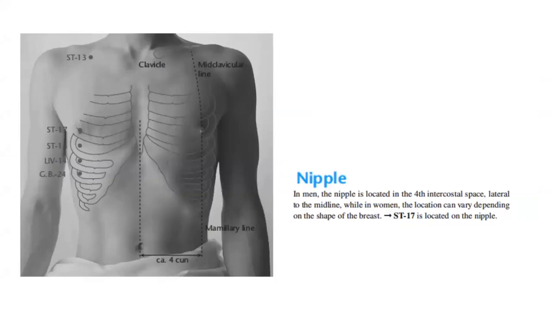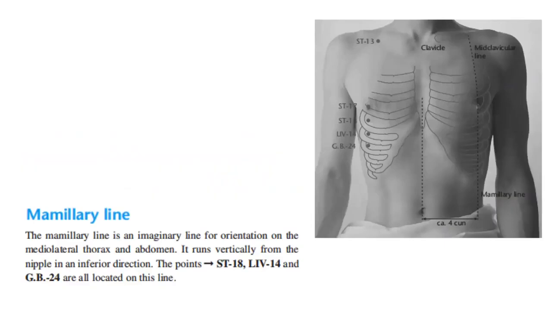In men, the nipple is located in the fourth intercostal space, lateral to the midline, while in women, the location can vary depending on the shape of the breast. Stomach 17 is located on the nipple.